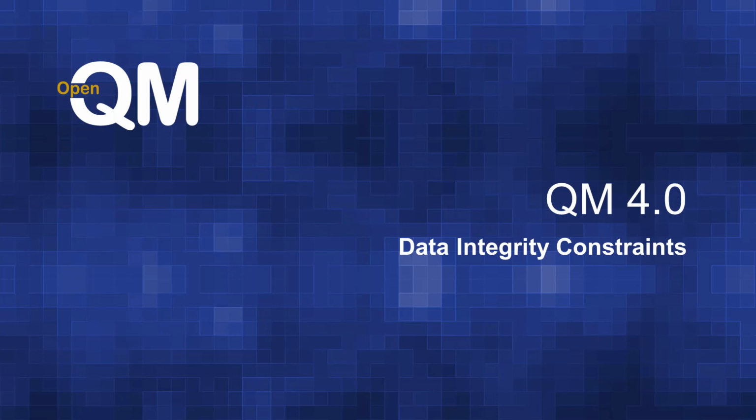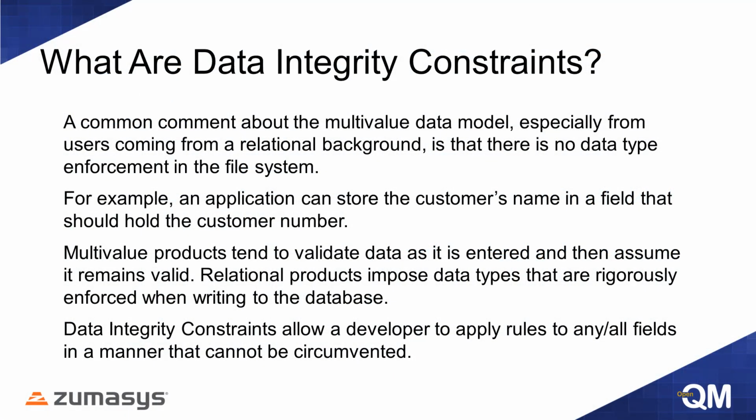There are two main features here we're going to talk about, one called application profiling and one called data integrity constraints. Data integrity constraints are a means of making sure the data we store in our database is consistent. Common comments about the multi-value models from people coming to it from a relational background is that we don't enforce data types within the file system. As an example of that, an application could accidentally store the customer's name in a field that should hold his customer number. And some of these can be very difficult to track down.